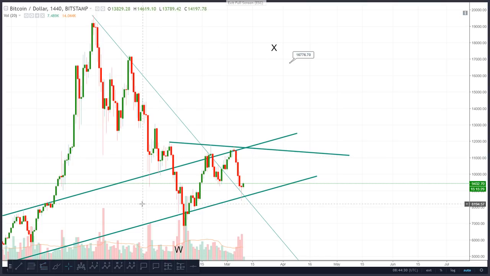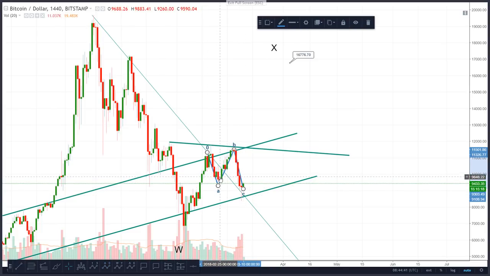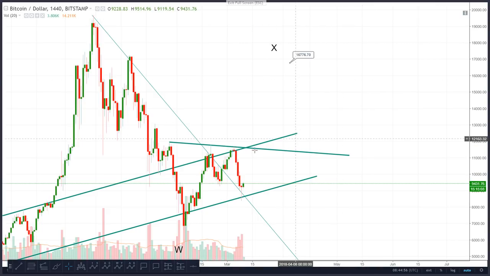So first of all, let me label it first. So it would be like this: A, B, C. Now we call it an expanded flat because A is here, B comes up even higher than the preceding major wave, and then C comes down even lower than the A wave. This is the definition of an expanded flat. And breaking the waves down, as we discussed in my last video, this was made of 3 waves, this was made of 3 waves, and this is 5 waves. I'll have to show you that again because I've not updated that since.